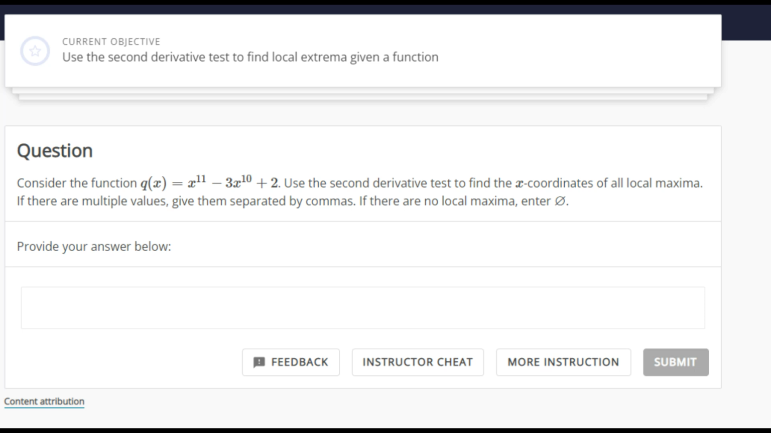Here's another one. Use the second derivative test to find all the x-coordinates of all local maxima. And if there are multiple values, give them separated by commas. Okay.